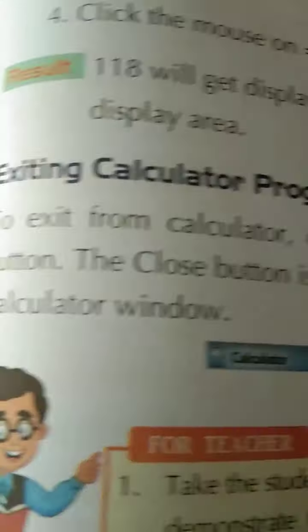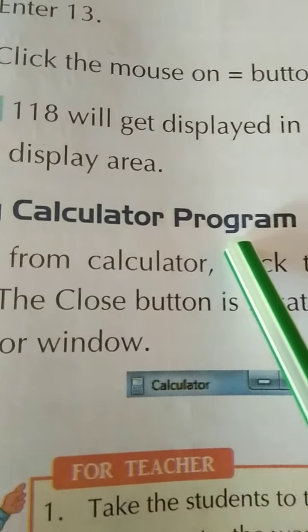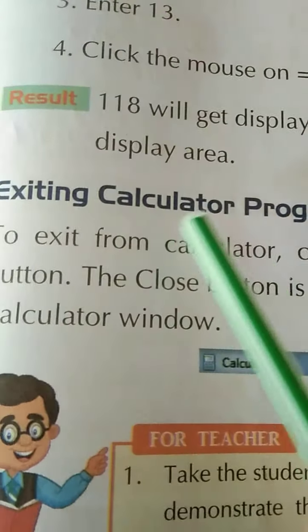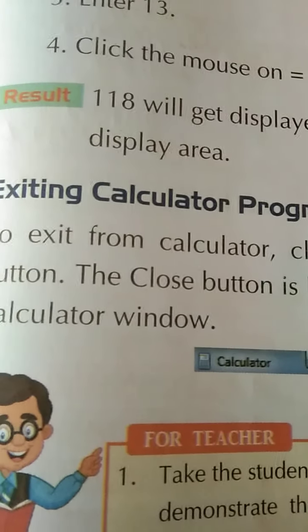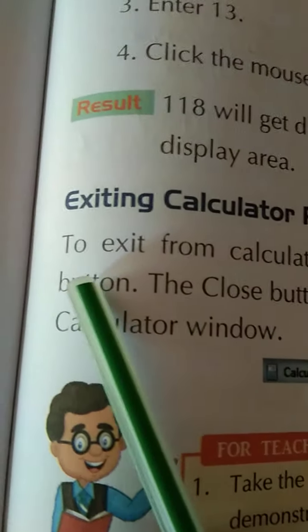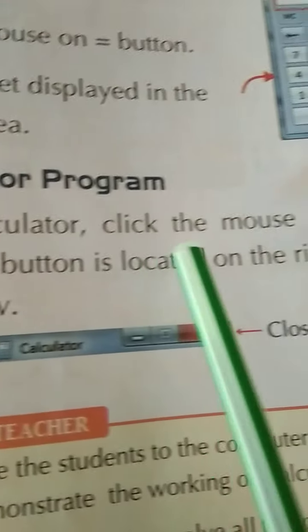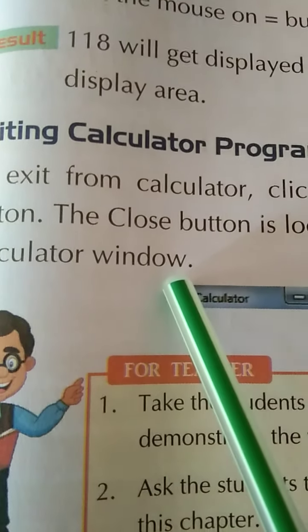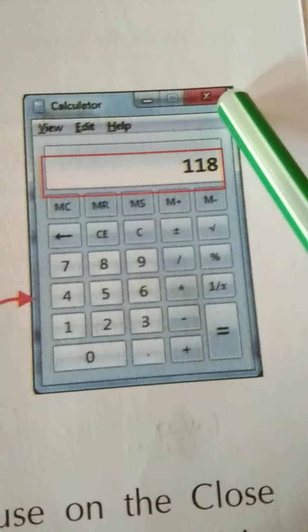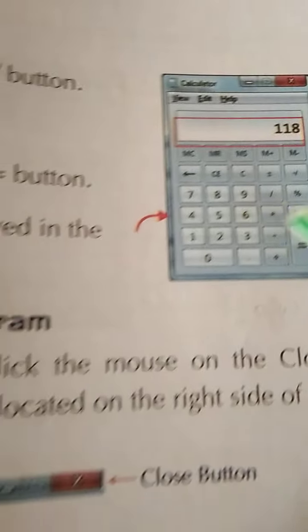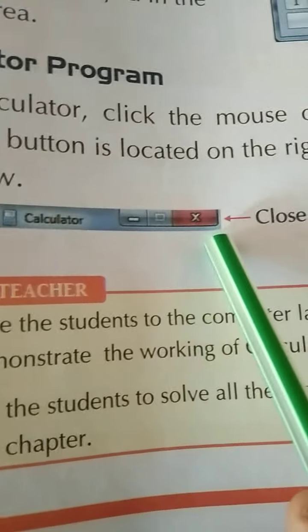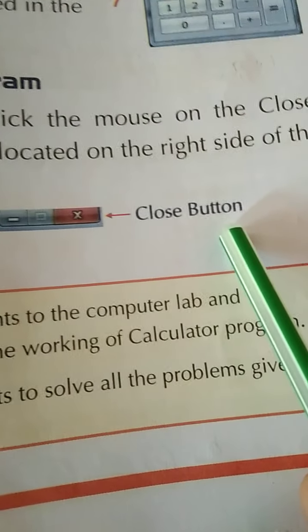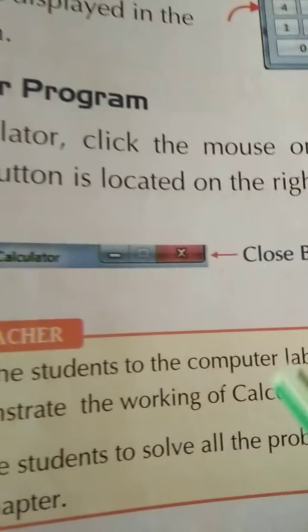And next one, exiting the calculator program. Now how can I go out, or you can say exit, from the calculator program? Now your work is over. So to exit from the calculator, click the mouse on the close button. The close button is located on the right side of the calculator window. See, here is the close button. Just click over here and your program will be closed. See, the close sign, your close button you are going to press. You will be able to exit from the calculator program.